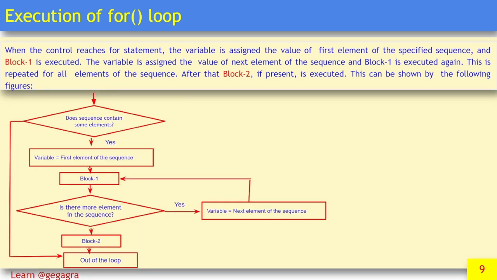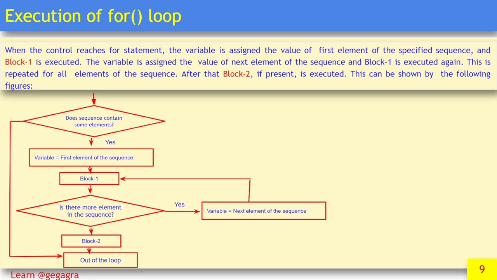So this is a flowchart. As soon as the logic runs through this flowchart, the first step will check: does the sequence contain some elements? If yes, then the variable is assigned the first element of the sequence. So I'll assign the first value of the sequence to this variable. After taking the value of the variable, it will come to block 1, and block 1 is executed.